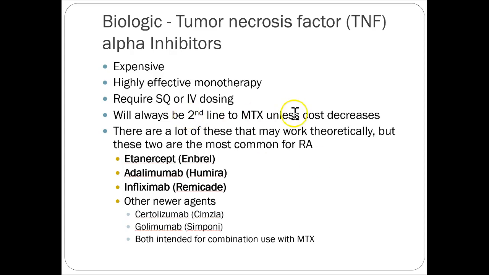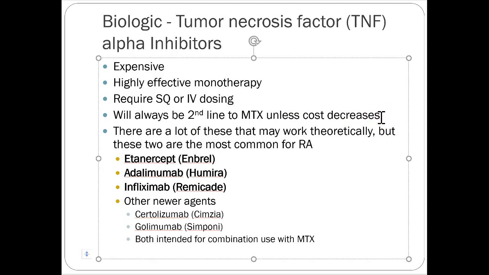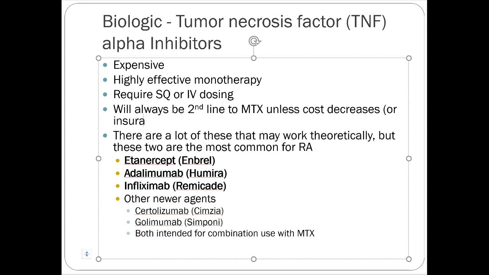I say always be second line to methotrexate unless cost decreases. That's kind of an old statement. I don't really know how to update that specifically because it's going to depend on what insurance dictates is probably a better way to say that. Anyway, there are a lot of these drugs that are on the market. Some of them have different niche indications. So some might be specifically developed for Crohn's disease. Some might be specifically developed for psoriatic arthritis, but they all basically do the same thing.